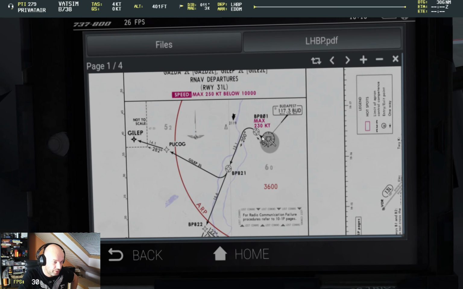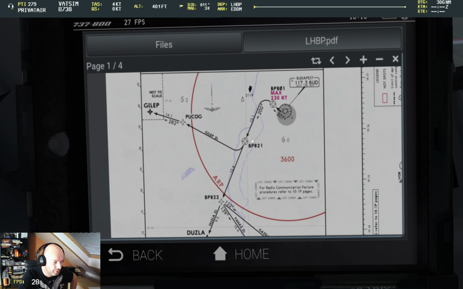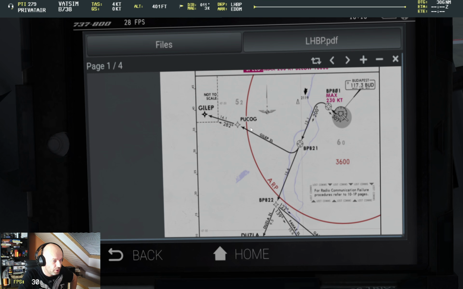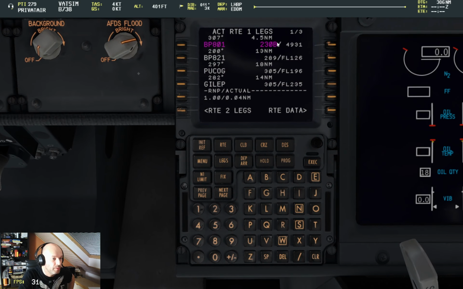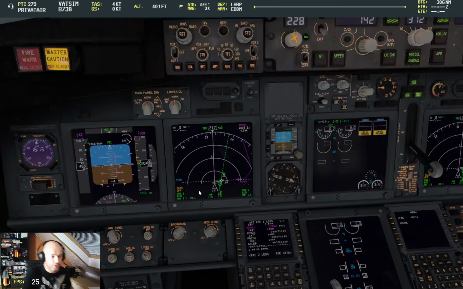So basically straight ahead to first waypoint, maximum 230 knots, then left to 821, then right to Pukok, and then to Gilab. Do we have the same here? So 801, 230 knots, yep. 821, Pukok, Gilab, yep. So we can use LNAV, that is good.